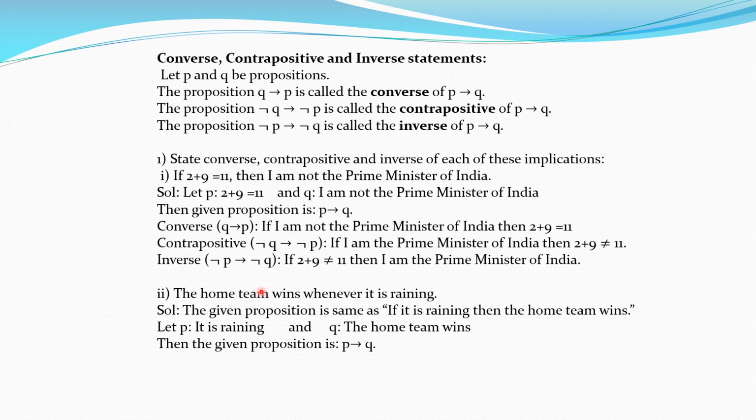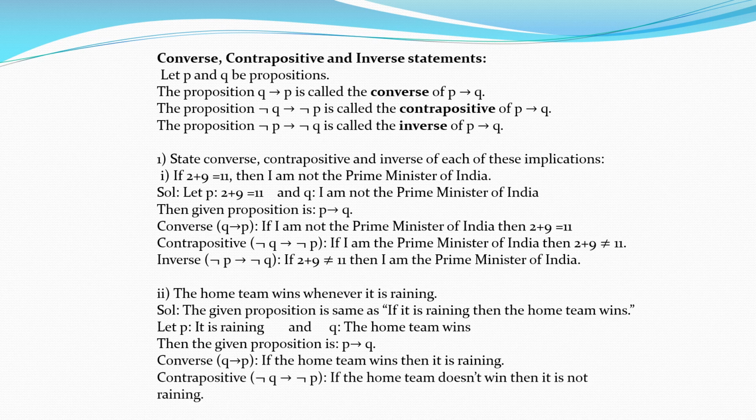But here the wording is different. So you must know what is P and what is Q in this statement. So P is it is raining and the consequence part Q is the home team wins. Now once you get P and Q, then it is easy to write its converse, contrapositive and inverse. So we can write converse Q implies P, contrapositive negation Q implies negation P, and inverse that is negation P implies negation Q.